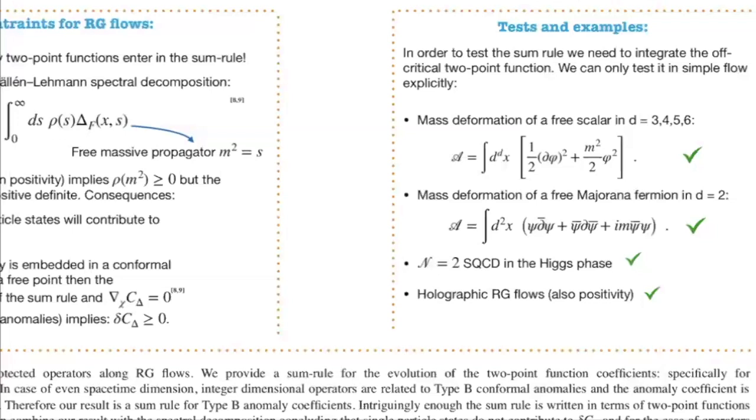We tested our prediction in specific examples, like the mass deformation of free scalar theories in different dimensions, or the mass deformation of free Majorana fermions in 2 dimensions, but also in N equals 2 SQCD in its Higgs phase and some holographic RG flows.